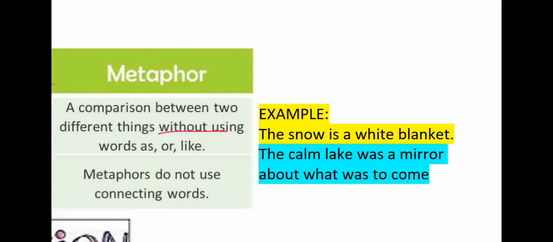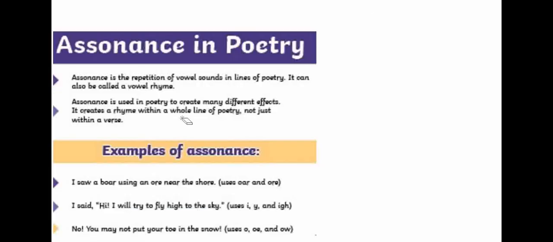For example, the snow is a white blanket, the calm lake was a mirror. So metaphors do not use connecting words. It's also a comparison. And the last is assonance.